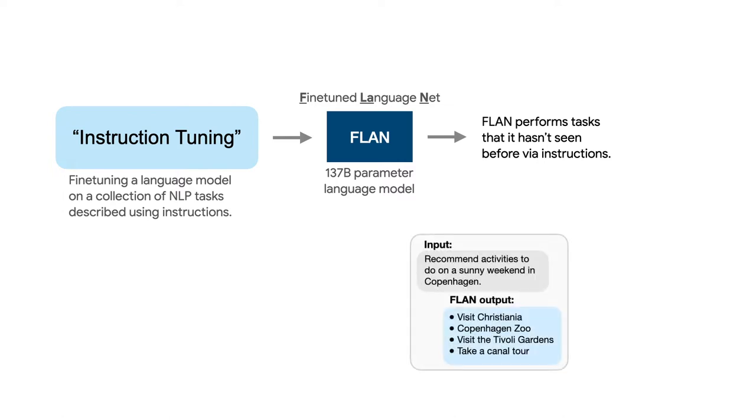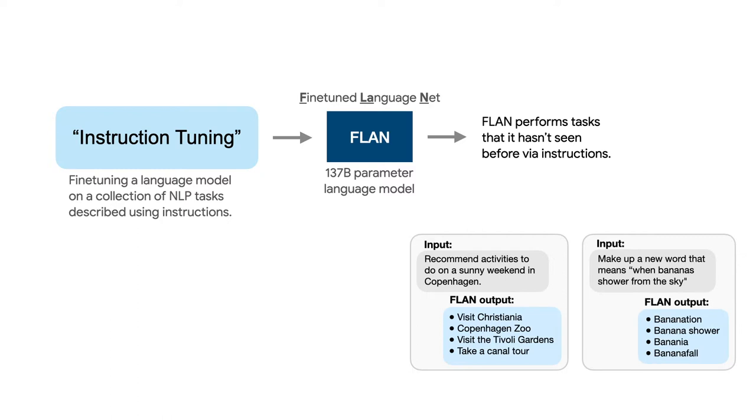For example, for an unseen task of recommending activities to do on a sunny weekend in Copenhagen, FLAN suggests visiting Christiania or going to the Copenhagen Zoo. And for the unseen task of making up a new word that means when bananas shower from the sky, FLAN outputs bananation or banania.